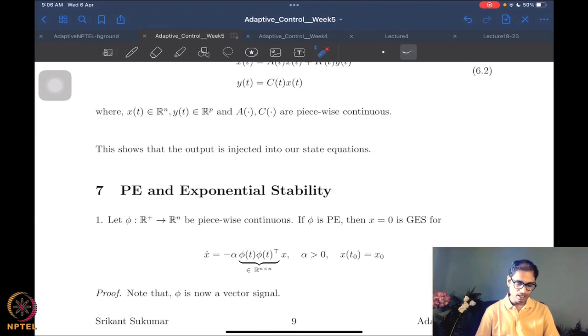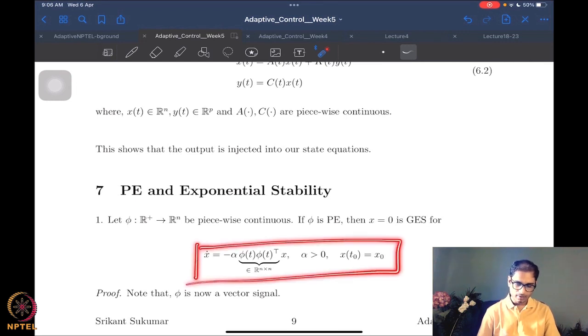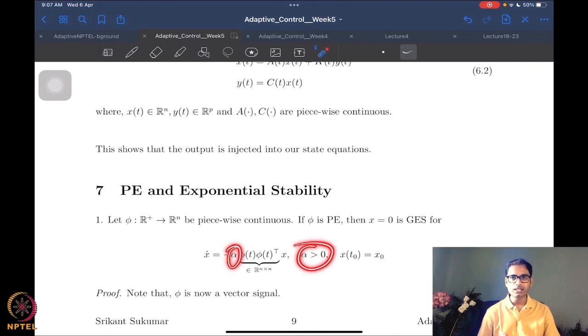We say that let phi be a vector signal, taking time and mapping to some Rn. In this case Rn is exactly the dimension of the dynamics because of the structure of equation 7.1. So suppose phi is mapping time to Rn, which is the dimension of the state space, and is piecewise continuous. If phi is persistently exciting, as per our definition, then the origin is globally exponentially stable for this system, where alpha is just some positive constant gain, and there is some initial condition x naught.